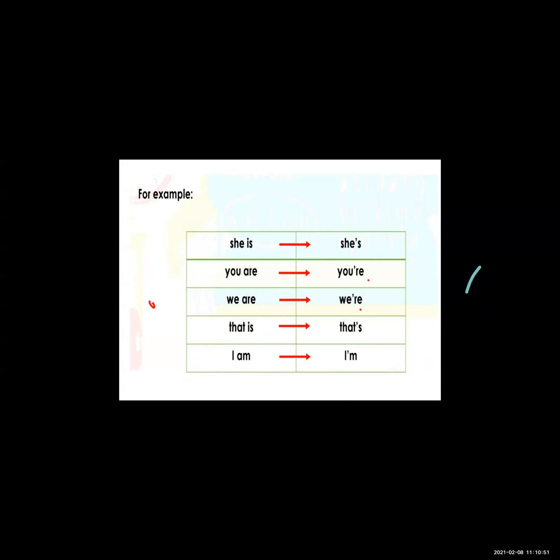So here, what have we learned? We have learned that when we write is, we replace the I in is with an apostrophe, and when we write are, we replace the A with an apostrophe, and when we write am, we replace the A with an apostrophe.